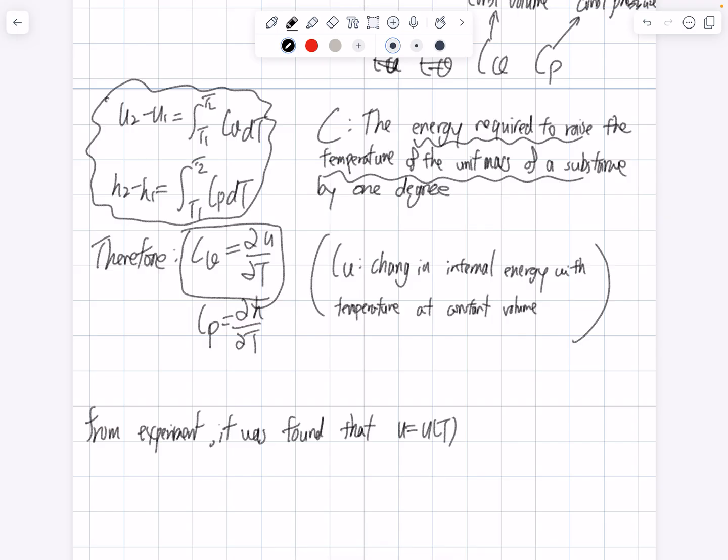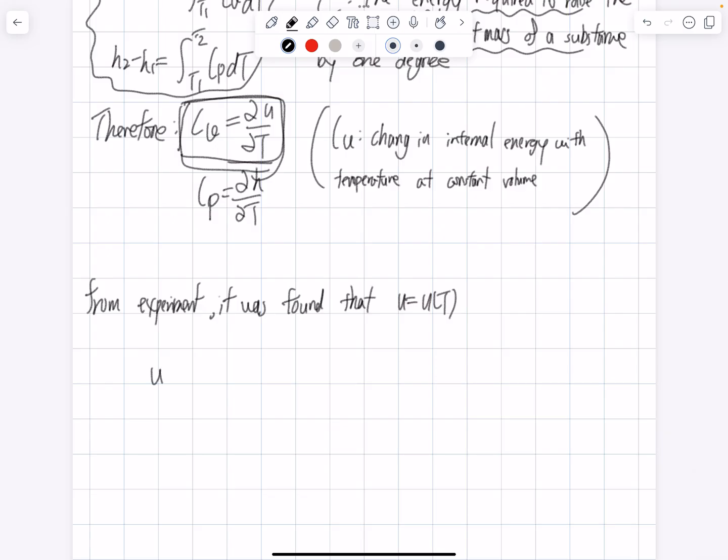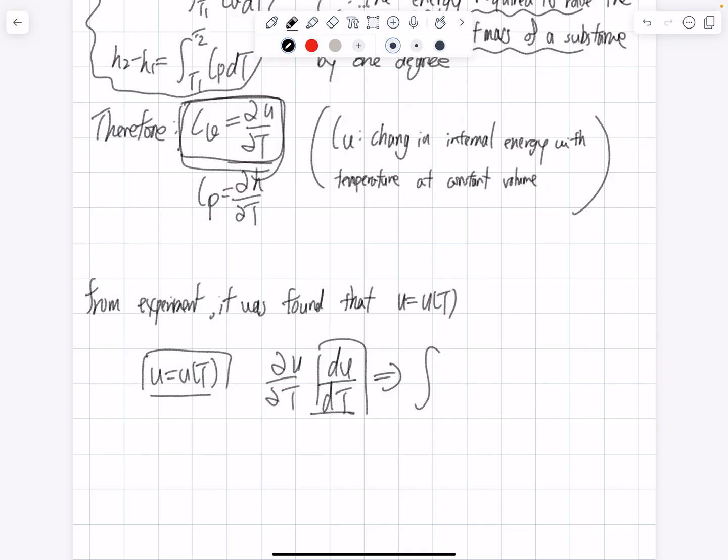Therefore, this right here is basically based on definition. But one thing we need to know is that we are not sure if U is a function of only temperature. Therefore, this delta is used instead of the one that we like, because once we have this, we can just take the integral and get the value using integration.